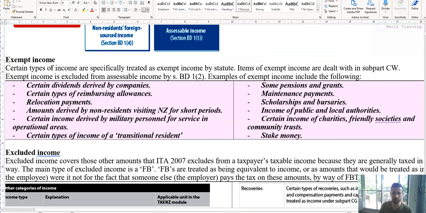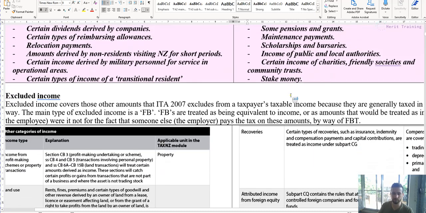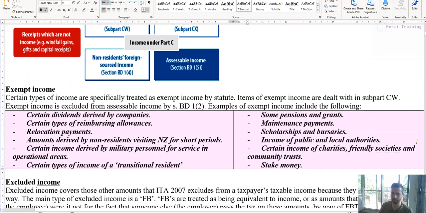Exempt income is specific income, so it's listed by statute. If you're not on this list, then it's not exempt income. This is under subpart CW and includes everything in this list. I won't read through every single one; you can read through this yourself. It includes certain dividends, relocation payments, certain income of transitional residents, which we talked about above, pensions and grants, maintenance payments, scholarships, stake money, certain income of charities, and so forth. If you get this, it's not assessable.